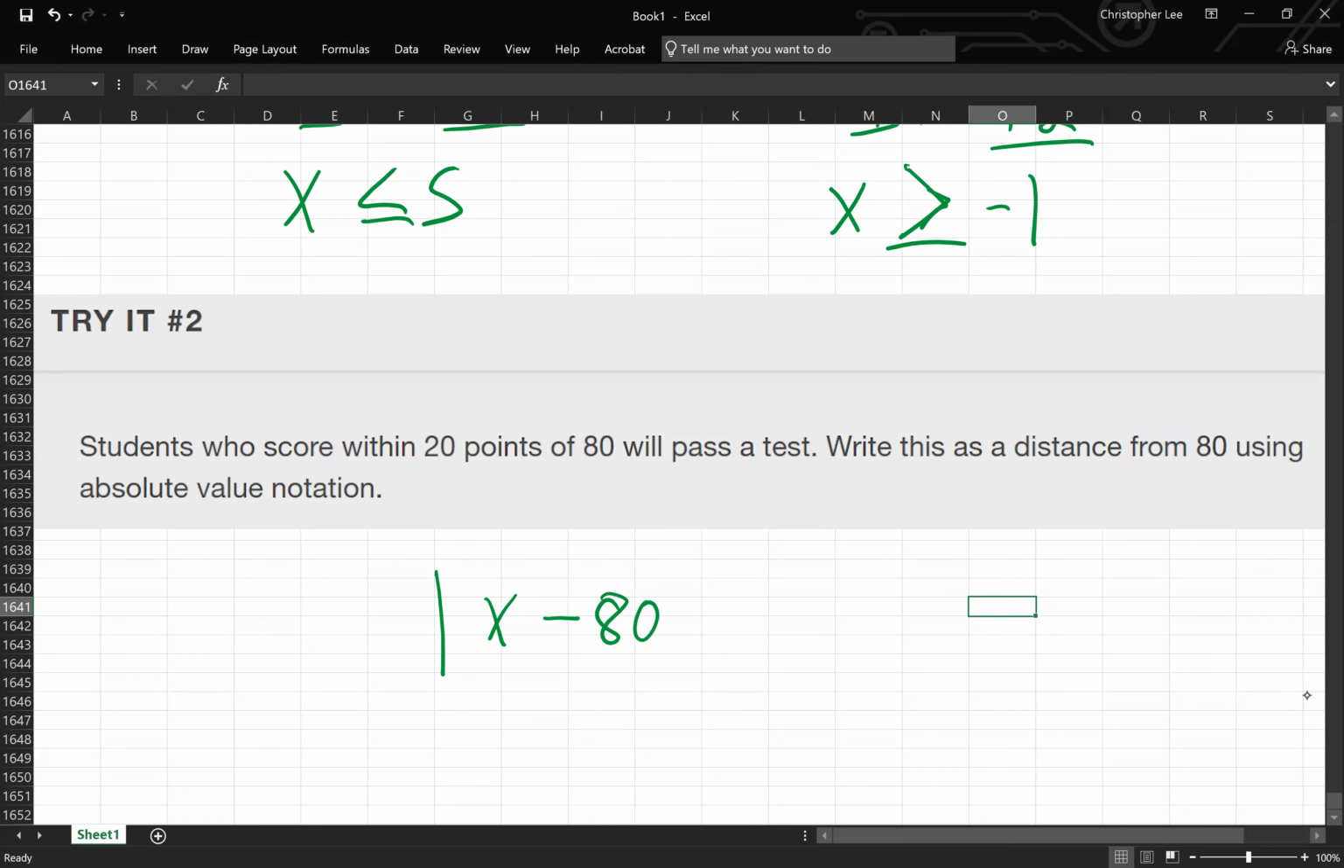So x minus 80 less than or equal to 20. And that's it. The change quantity goes on the outside, and the original value that we begin with is next to the x. That's it.